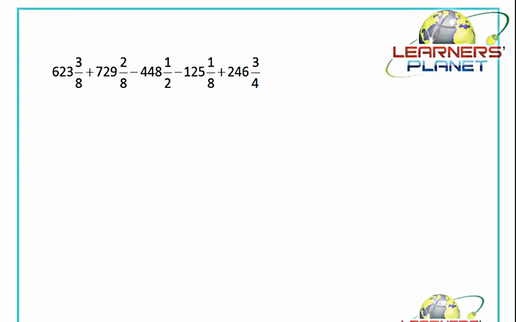Now let's take this problem. Let's begin. We'll be just calculating the integral part. 3 plus 9 is 12, minus 8 is 4, minus 5, minus 1, plus 6, we'll be getting 5. Then 2 plus 2 is 4, minus 4 is 0, minus 2, plus 4, we'll be getting 2. Then 6 plus 7 is 13, minus 4 is 9, minus 1 is 8, plus 2 is 10.